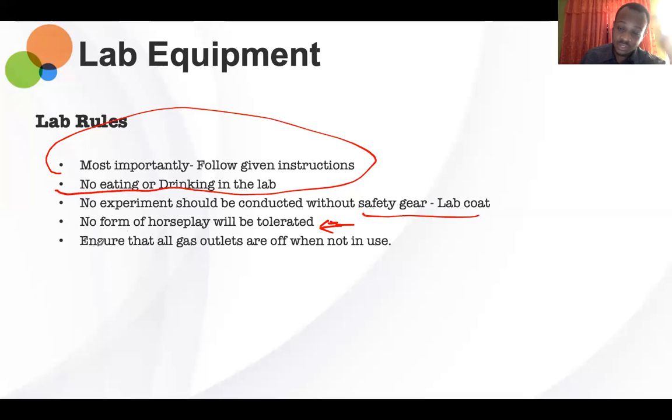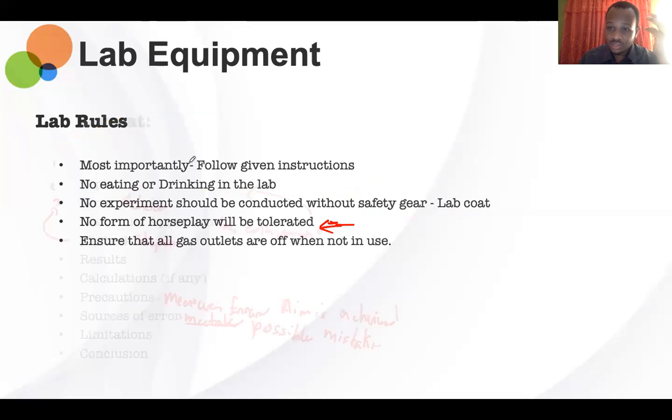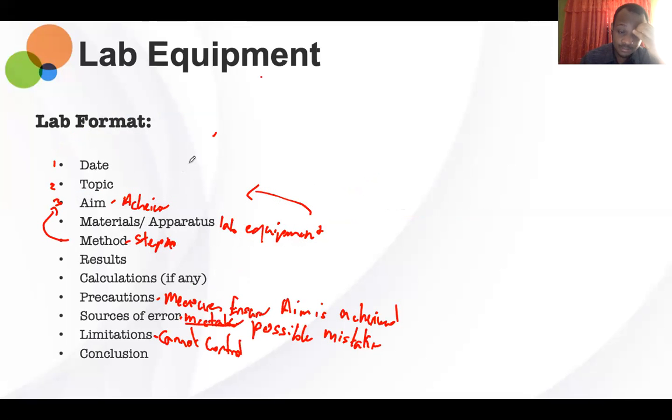And so we're using the Bunsen burner, right? Gas goes in here. We put in gas, and fire comes out here. A precaution is that we ensure that all gas outlets are off when we're not using them because we don't want any fire. So these are just examples of the precautions.